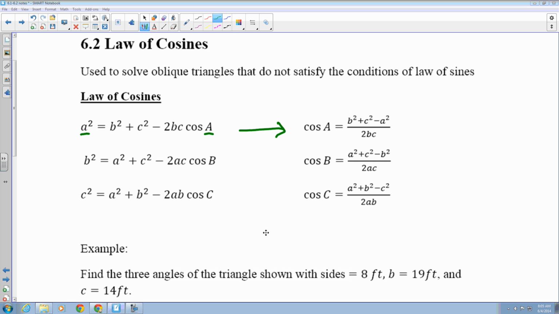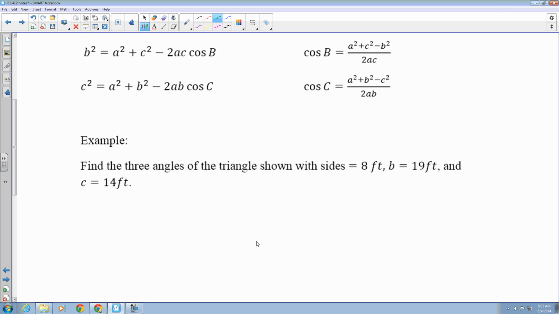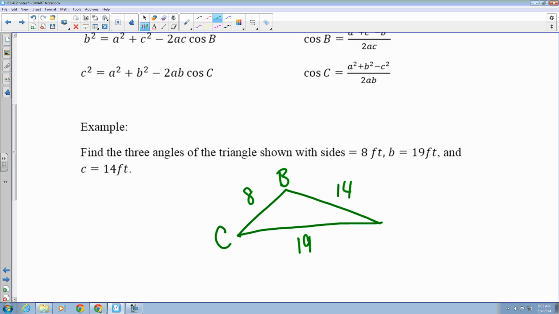Okay, so if we have, find the 3 angles on the triangle with sides 8, 14, and 19. So here's 8, 14, 19. So this would be angle B since it's across from side B. C is here across from 14, and A would be across from 8.